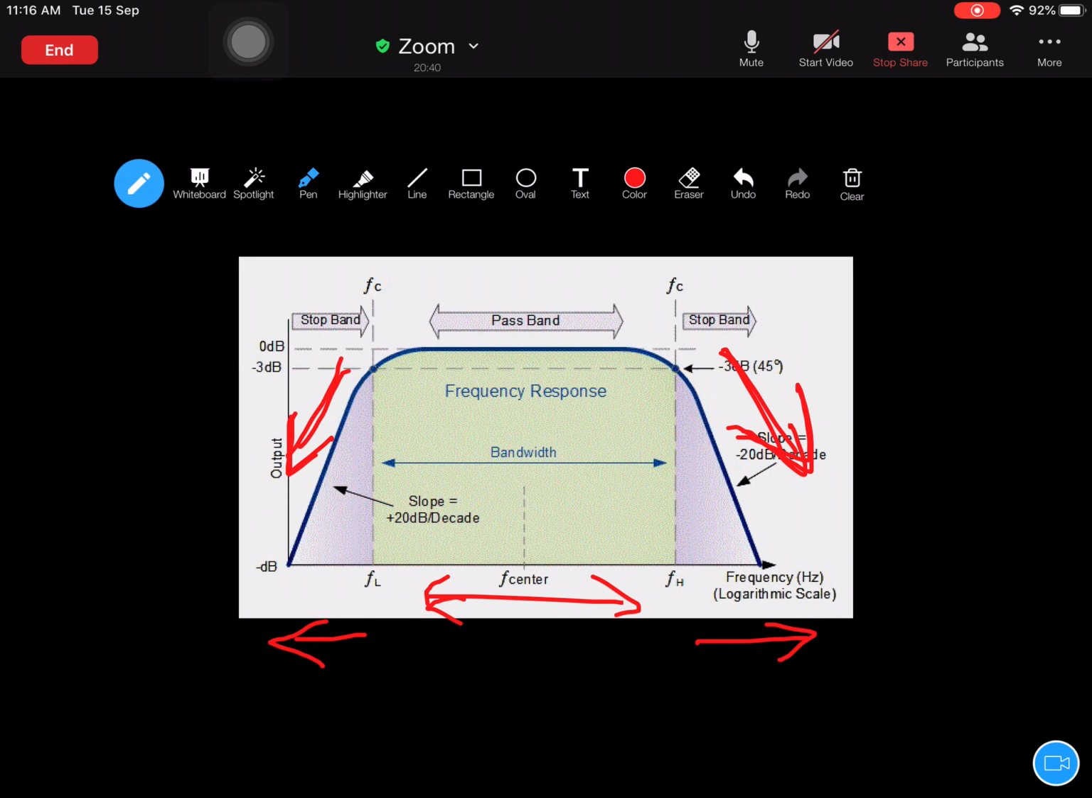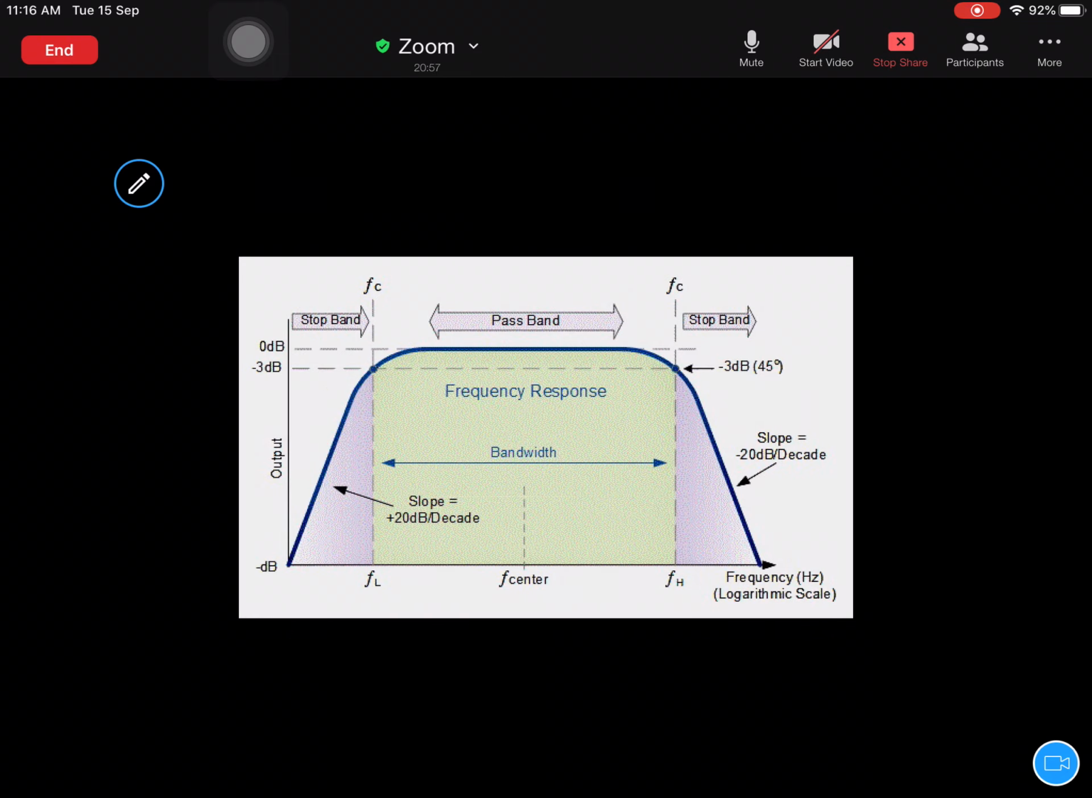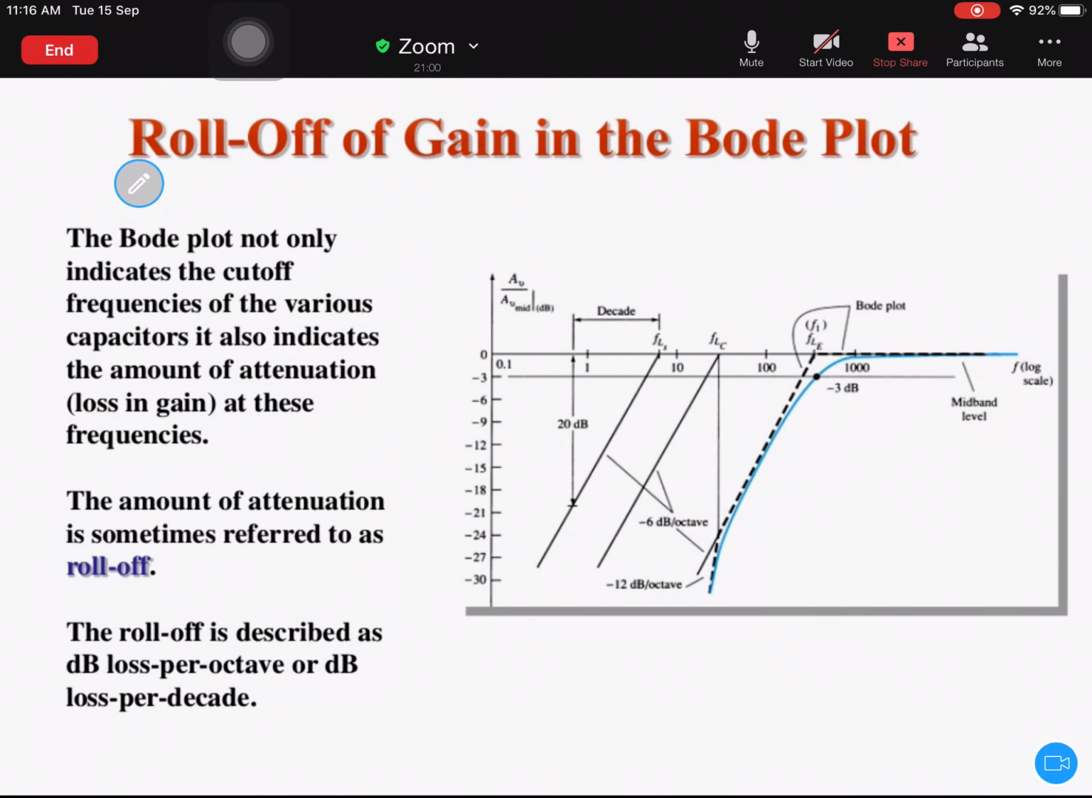Which is not at all desirable for the amplification process. You should have very good gain for amplification, and that is only possible in the mid range, from FL to FH. Only this you have to use for amplification operation. This is what I told you yesterday.